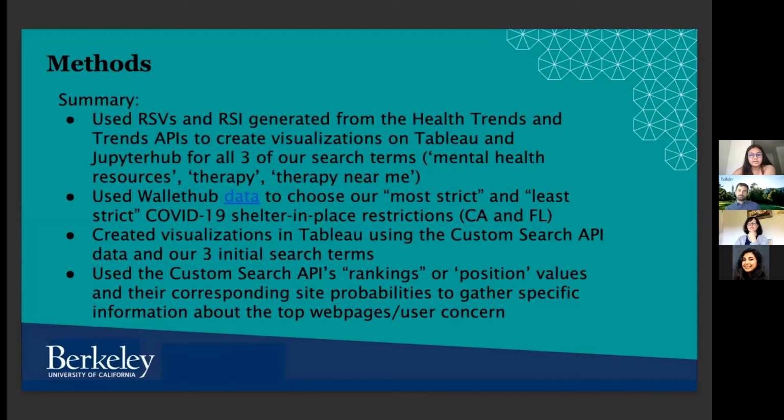And similar to the pregnancy group, we also used Wallet Hub data. And this helped us choose our most strict and least strict COVID-19 shelter-in-place restrictions. So Wallet Hub had a ranking for how strict their shelter-in-place restrictions were. We created visualizations in Tableau using the custom search API data, which is how we gathered the information from the web pages. Sorry, I'm getting a little twisted with my words.